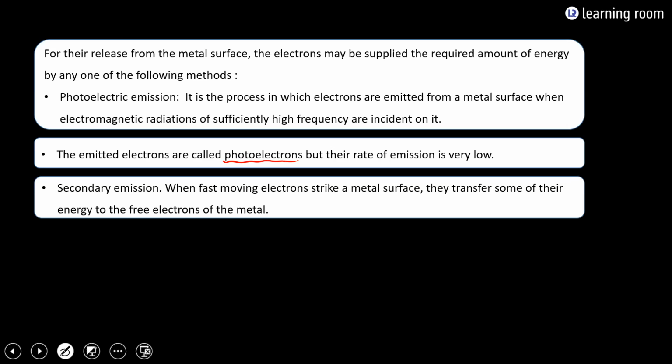The last kind of emission is called secondary emission. It's called secondary because to knock out an electron, you take the help of another electron. When a fast moving electron strikes a metal surface, the electron which is bound to the atom will come out. How is this happening? Through the process of collision. The fast moving electron transfers a sufficient amount of energy to the electron in the atom, and the electron gets emitted out.